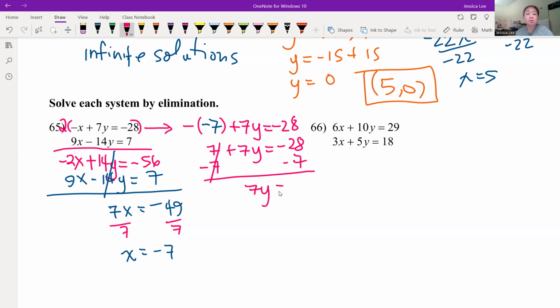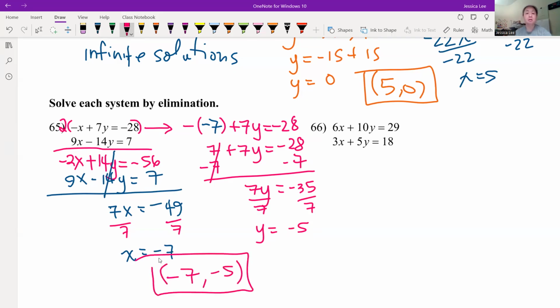That 7y is equal to negative 35. We're going to divide by 7. We got y is equal to negative 5. So our answer is going to be negative 7, comma, negative 5. Yay! We did it. Okay.